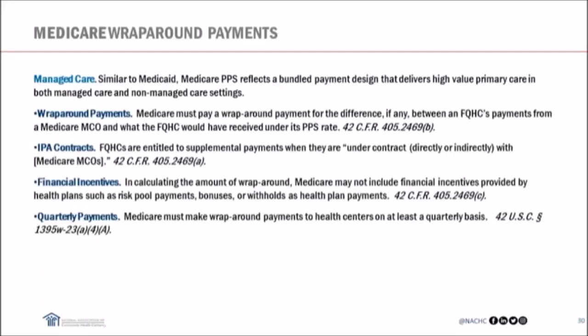You are also entitled to have any kind of incentive compensation that you earn from the MCO held outside of the wraparound calculation by your Medicare administrative contractor. And in this case, Medicare's obligation is to pay those wraparound payments at least quarterly, every 3 months, not four like in Medicaid, every 3 months under the Medicare managed care regulations.